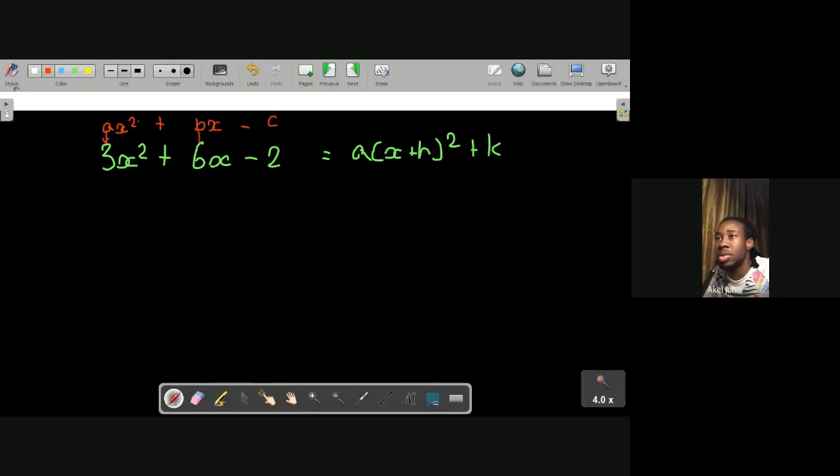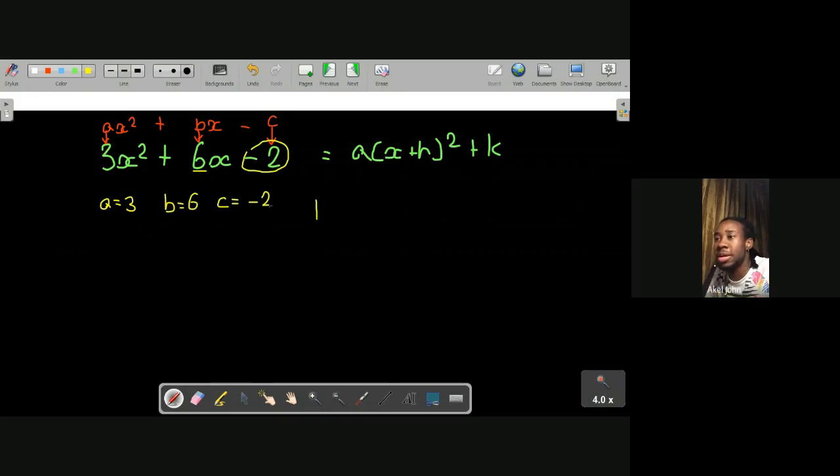So you want to now list the variable and its coefficient, right? So a would be what? a is equal to 3, b is equal to 6, and c is equal to not 2, but -2, right?